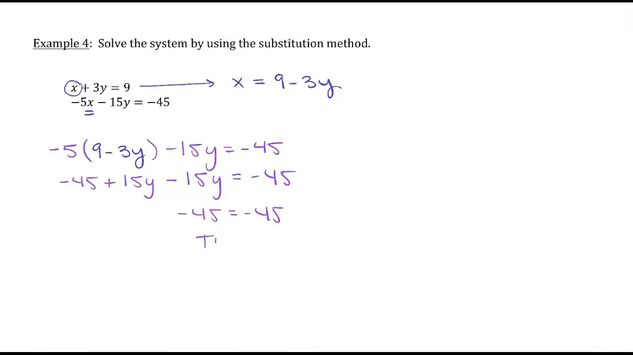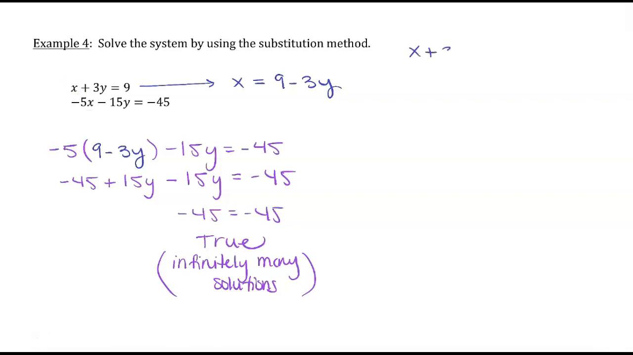Notice that this time we ended up with a statement that is always true. That means that we will have an infinite number of solutions. This is different, however, from having the solution set be all real numbers. That's not the case here. We will have an infinite number of solutions, but not just any point. Let's take a closer look at these equations and see why this is happening.